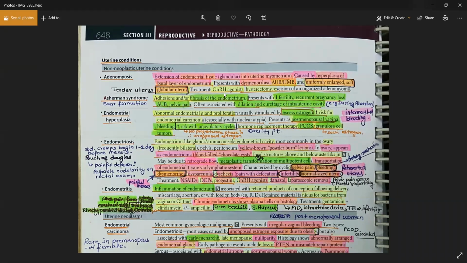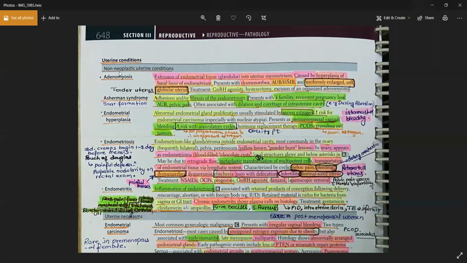Treatment, again, is inhibiting GnRH, LH, and FSH, so you can give the patient GnRH agonists. You can also perform a hysterectomy in the patient. Or the adenomyoma could be excised by surgery. So these are the methods for the treatment.